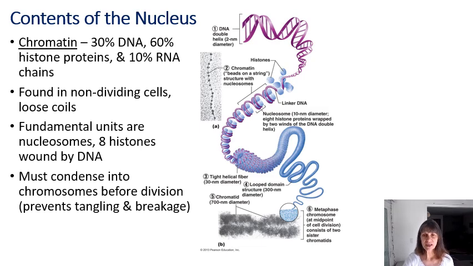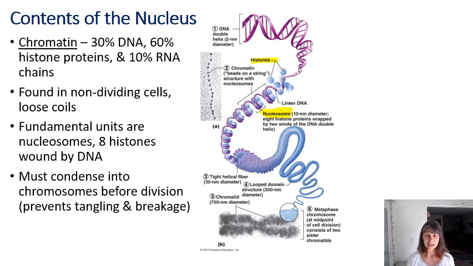These histones resemble little discs. The DNA double helix will wrap around 8 histone proteins, and it will wrap around twice to form a structure called a nucleosome. Again, a nucleosome is 8 histone proteins wrapped twice by the DNA double helix.